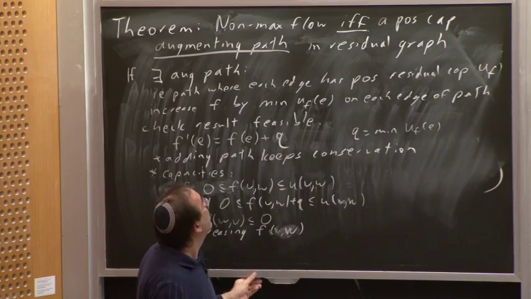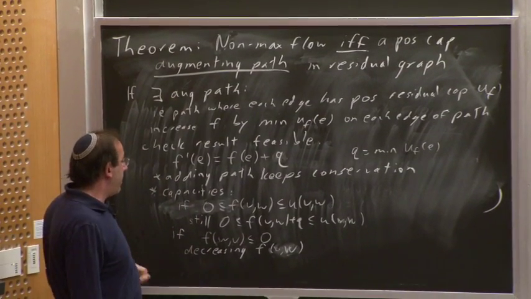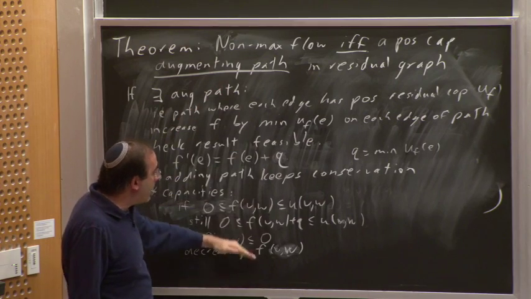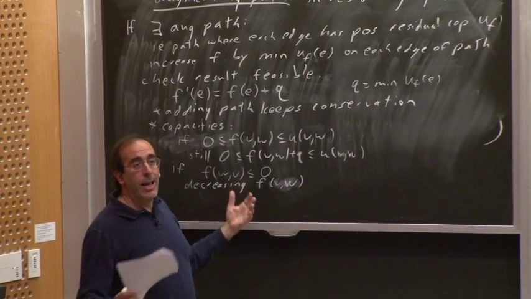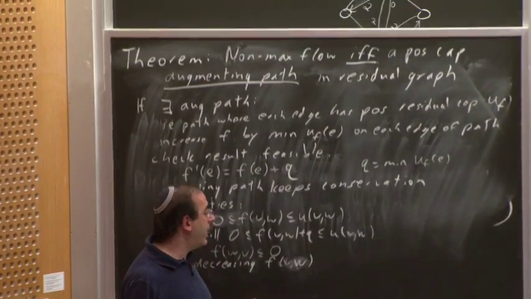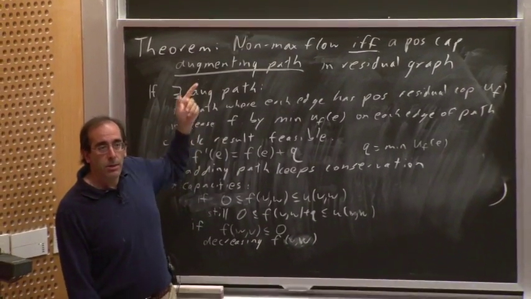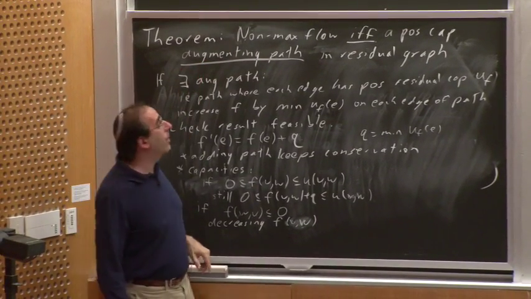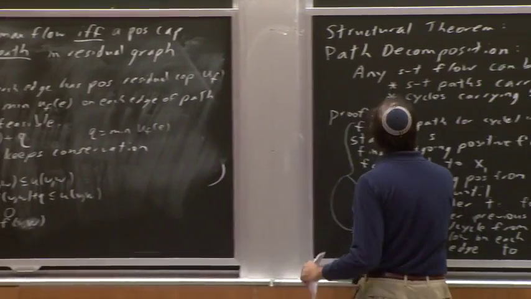Okay? So this shows us that if there is an augmenting path, then we can add a little bit of flow to every edge on a path and end up with a flow that has a larger value. Because in particular, we will have added capacity on some edge that's leaving S. So we will be increasing the flow out of S, which increases the value of the total flow.